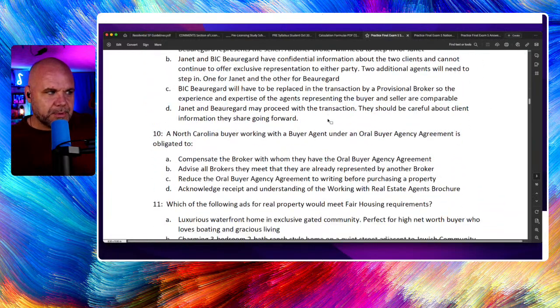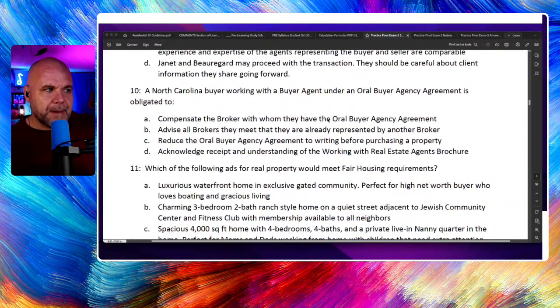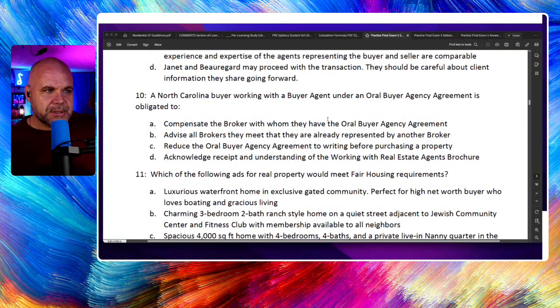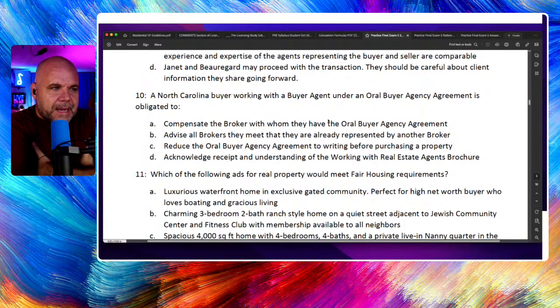And then finally, number 10. A North Carolina buyer working with a buyer agent under an oral buyer agency agreement is obligated to do what? Okay. North Carolina buyer working with a buyer agent under an oral buyer agency agreement. Do they have to compensate the broker? They don't owe the broker anything, right?